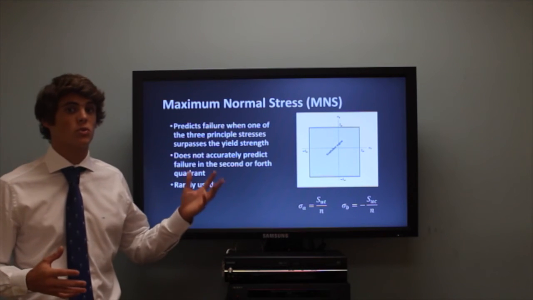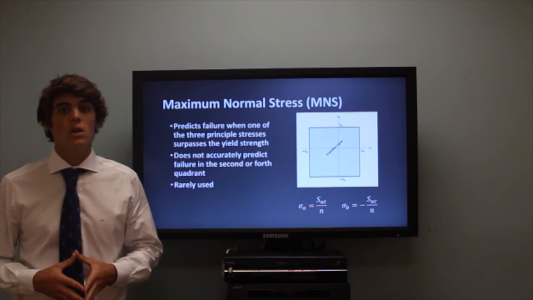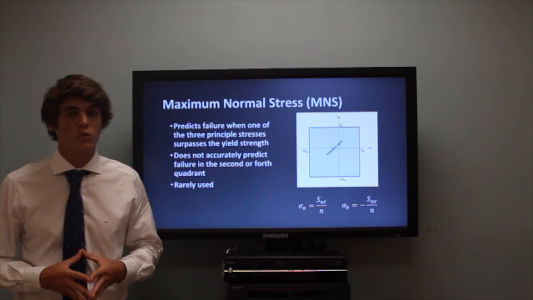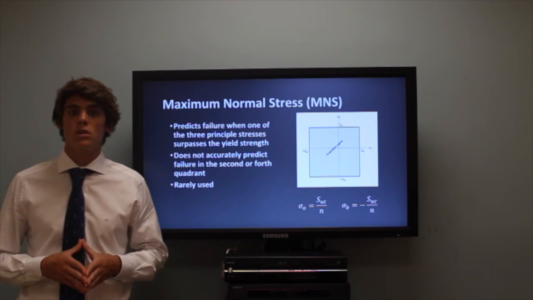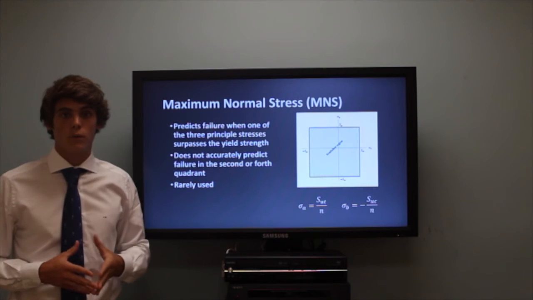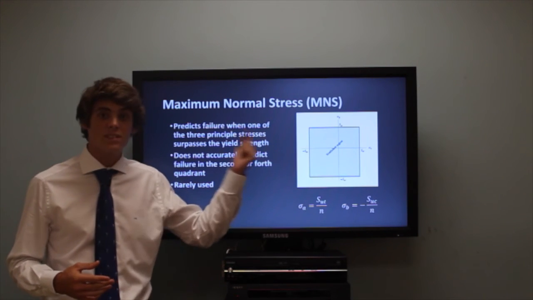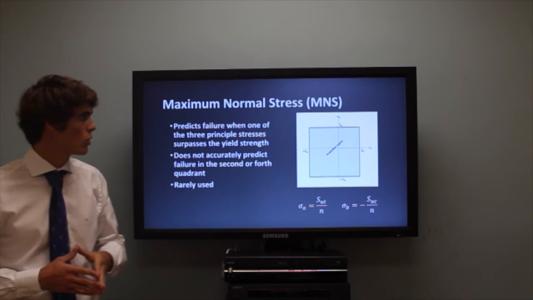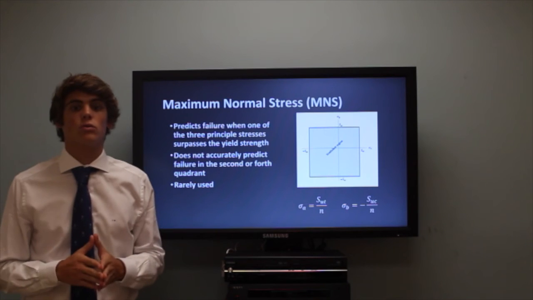The failure envelope is a square, and due to the empirical evidence that we have, we know that the maximum normal stress theory does a very, very poor job in predicting failure in the second and fourth quadrants. Therefore, towards the corners, the material fails while still inside the failure envelope. So it does a very, very poor job, and it's almost never used.